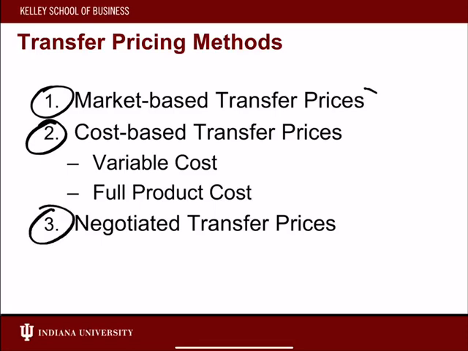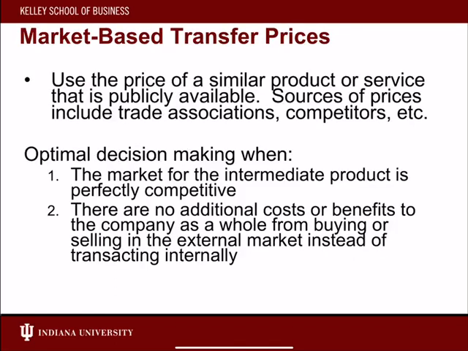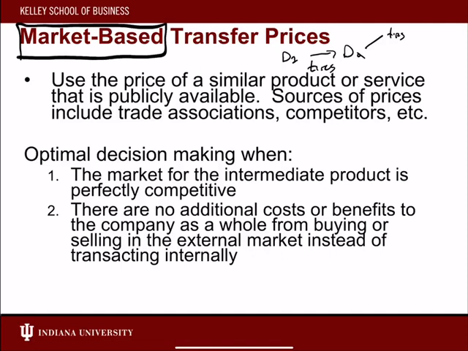For the rest of this lecture, we're going to go through these three different prices, just at a high level, and talk about when they're beneficial. Market-based is exactly like it sounds. It's the price that somebody would charge on the open market. So if Division 1 is selling tires to Division 2, like in our last lecture, and Division 2 can buy the tires on the open market for $5, then that's what Division 1 should charge Division 2: $5, whatever the open market rate is.